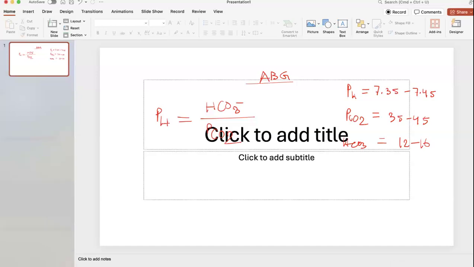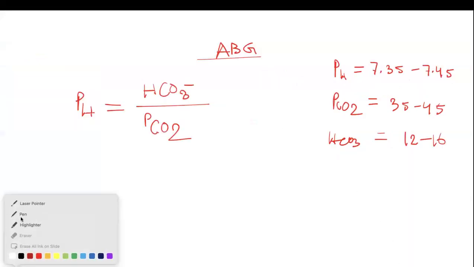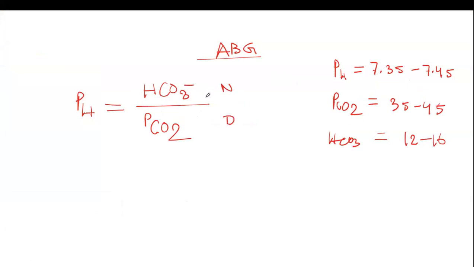Okay. Now, once we know the normal values, always remember that in a ratio, with a numerator and a denominator, when the numerator decreases, the whole ratio decreases. In the same way, if the numerator increases, the whole ratio also will increase.